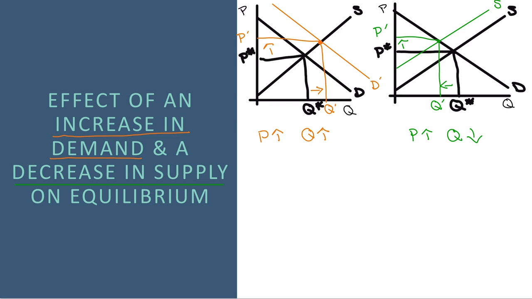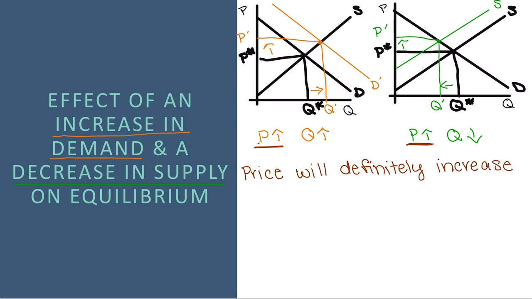So we're comparing again. Price went up on both of them, meaning that price will definitely increase. Quantity, since it is going up and then it's going down, is indeterminate without more information.